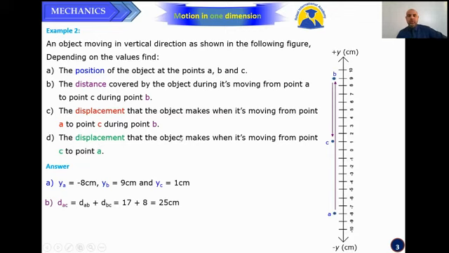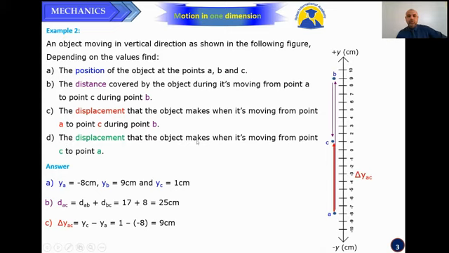The displacement that the object makes when it's moving from point A to point C during point B. The most important is the initial and the final position, so delta y from A to C equals yC minus yA. yC is 1 centimeter, yA is minus 8 centimeters, so 1 minus minus 8 will be positive, 1 plus 8 will be 9 centimeters. So from A to C directly is positive, meaning positive y-axis. We will move 9 centimeters in the positive y-axis.